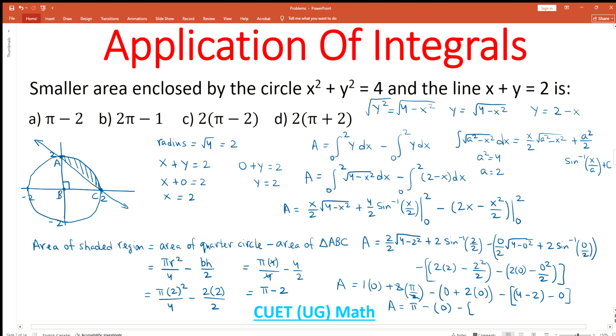4 minus 2 is 2. 2 minus 0 is 2. So we get A equals pi minus 2. This is the area of the shaded region. We get the same answer that we got from the first method. So the answer should be option A. This should be the final answer for this problem.